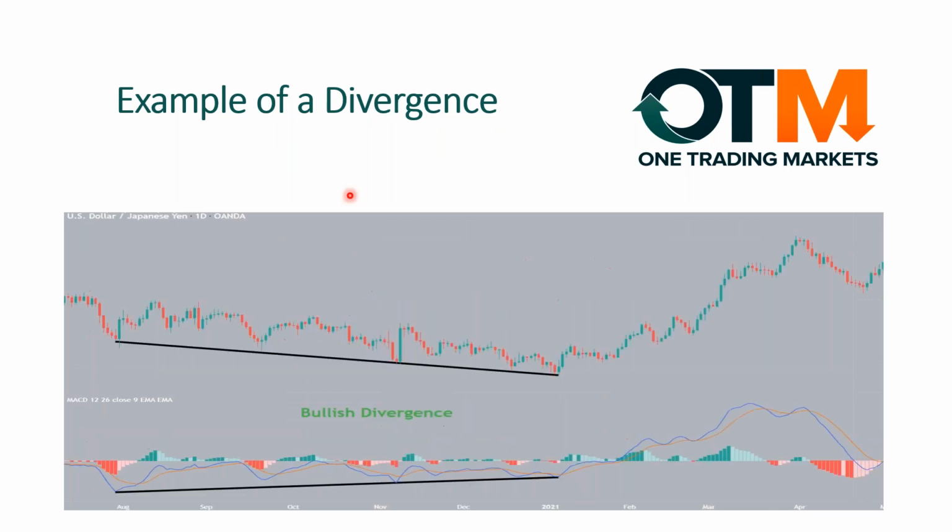Now, if you look at this big divergence, divergences can be really big and can be very small. Preferably, I like to look at divergences on a 4-hour chart or higher. The higher, the better, in my opinion, because the move will be more significant in the market. So for example, here, notice how the market is going down. But on the MACD, the indicator is going up.